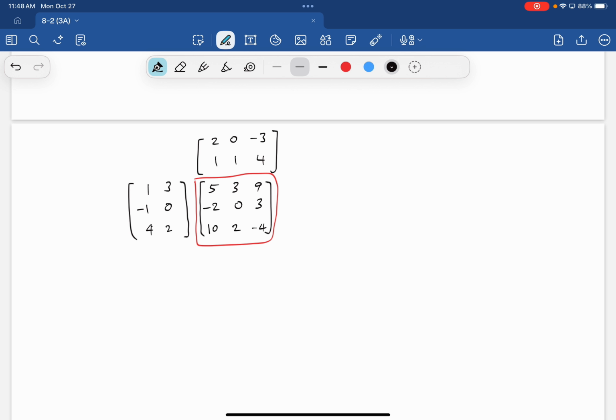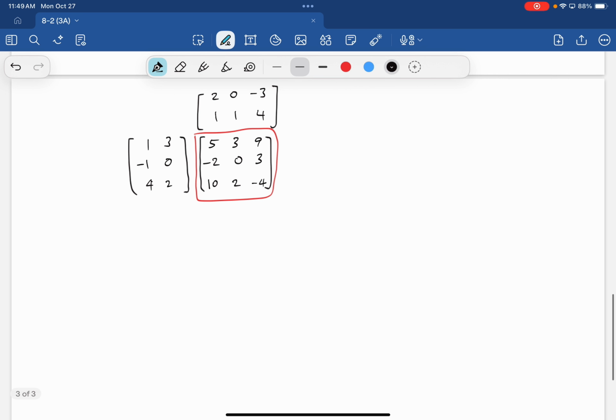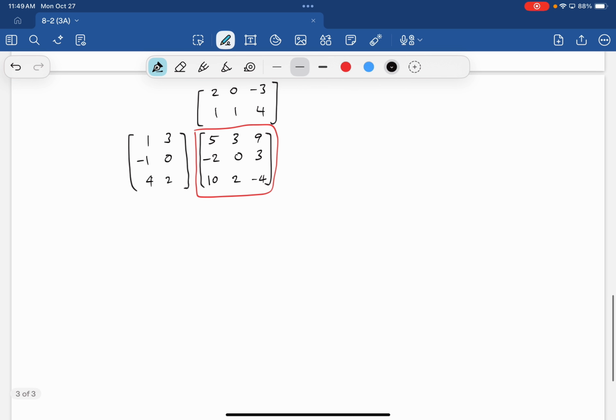So something that's very important is that matrix multiplication is not commutative. Right? You guys remember what commutative means, right? From pre-algebra? Yep, pre-algebra. The commutative property is AB equals BA, right? But for matrices, this is not true. For matrices, the commutative property does not hold.